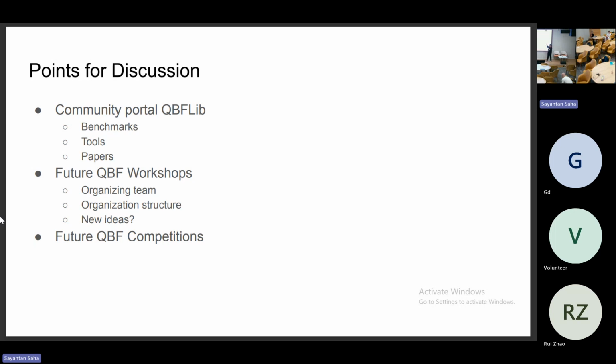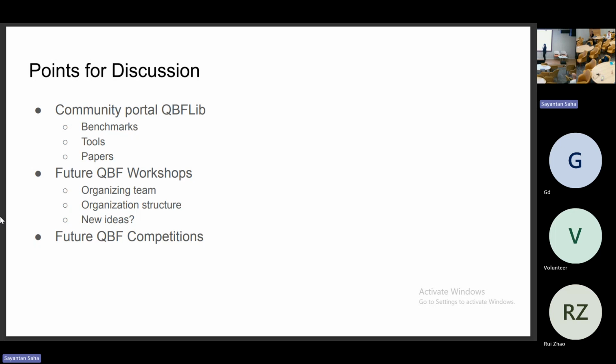So the QBFLib is the first issue, and I have something in mind, like going to some public repository and then building up a very basic web page, and then using things like Zenodo in order to collect things. But this needs to be worked out in detail, and if somebody's interested in that, I'm happy to get in touch and also build a group or a team that works on that.